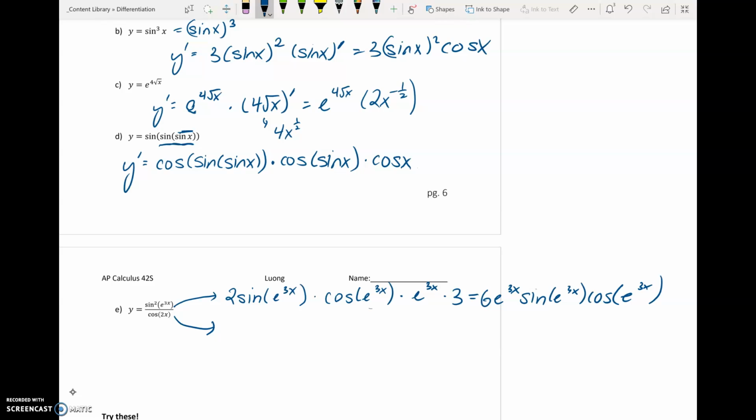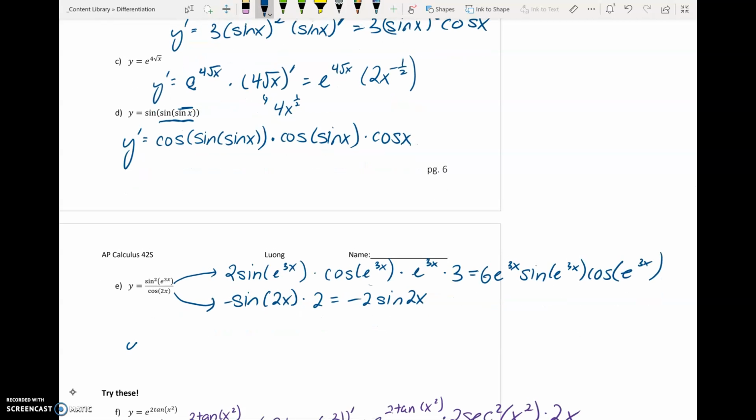Now let's look at the denominator and find its derivative. We just need to take the derivative of cos and leave the 2x alone. So the derivative of cos is negative sine of 2x, and then multiply by the derivative of 2x, which is 2. In other words, this is negative 2 sine 2x.